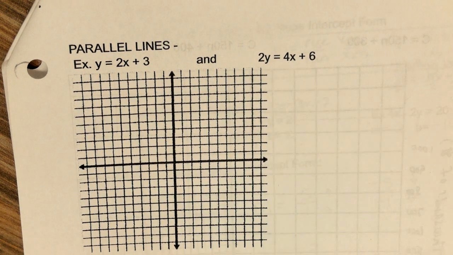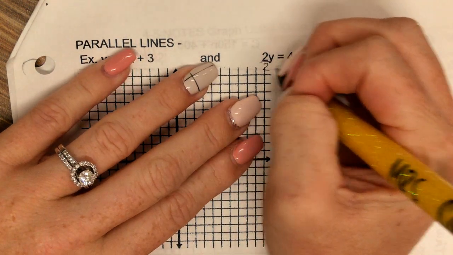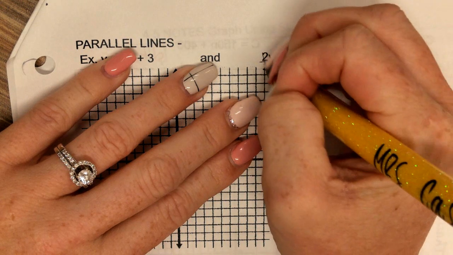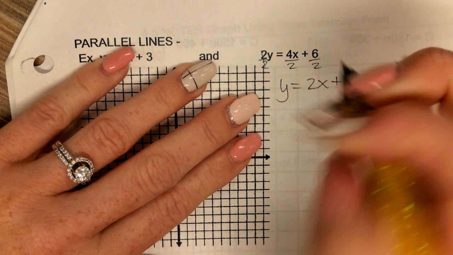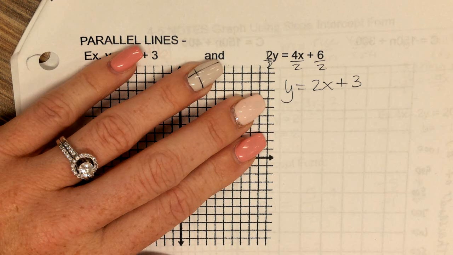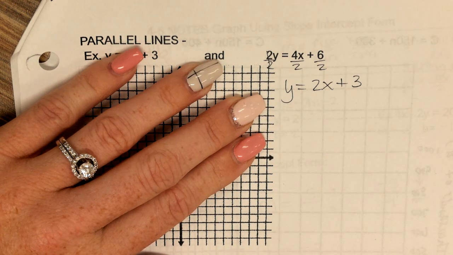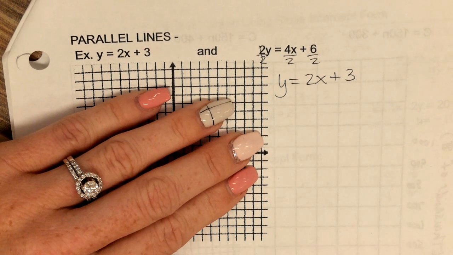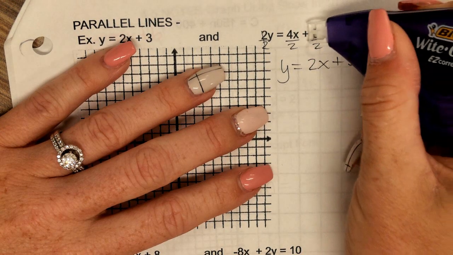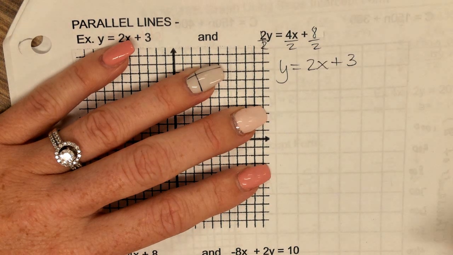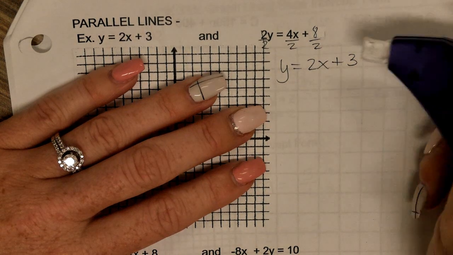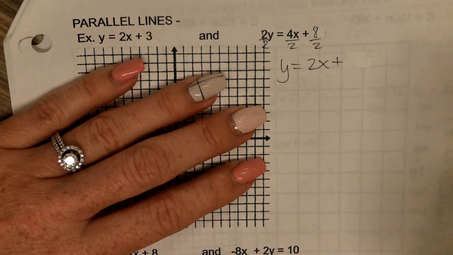No, you have to solve for it by dividing by 2. So I have y equals 2x plus 3. Oh, y'all hold on. Let's change, because I don't want it to be the same line. Change that 6 to an 8. Pretend it was different, because I want it to be parallel. So this is going to be a 4.